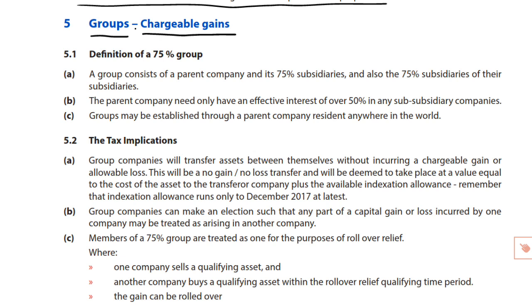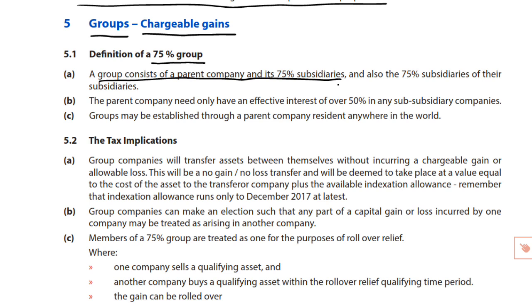What there will also be within this area of group gains is a couple of elections that would be available, of course, to improve the tax position of the group as a whole when it comes to their capital gains position within that group. But first of all, who is within a group? We obviously talk about a 75% group. So a group consists, of course, of a parent company and its 75% subsidiaries.